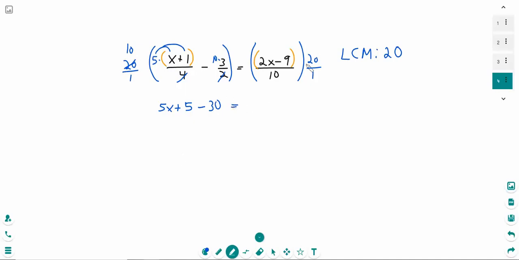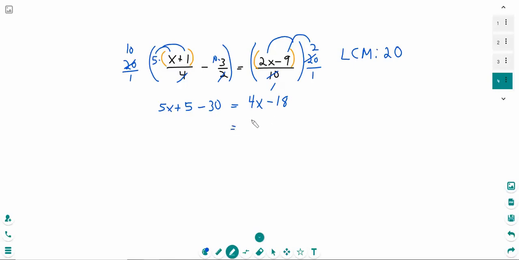Now let's look at the right hand. This 10 will cross cancel with the 20, giving us a 2. This 2 then has to be multiplied again through this golden set of parentheses in here. So 2 times a positive 2x is going to be 4x. 2 times a negative 9 is going to be a negative 18. Now we're back to just normal equation solving.